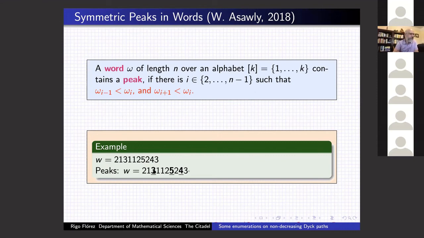This is a peak if the number before it is less than this, and the number after it is less than this, so that is a peak. This is not a peak. 5 is a peak because 2 is less than 5, and this is less than 5. This is also a peak.